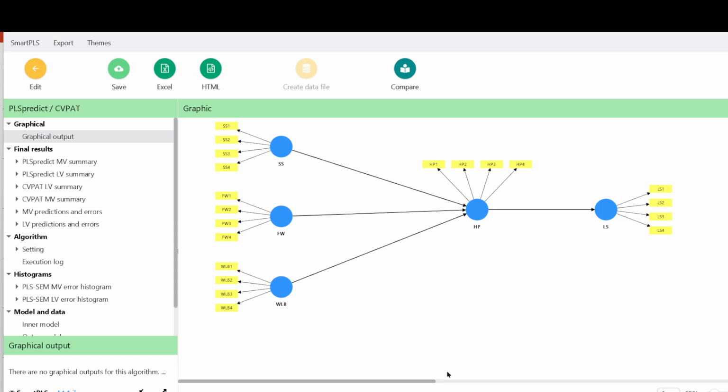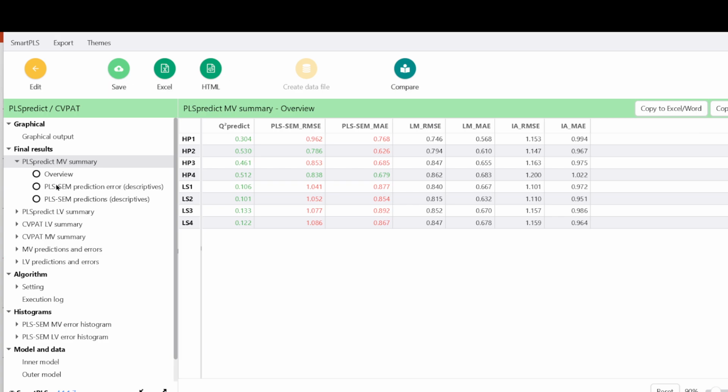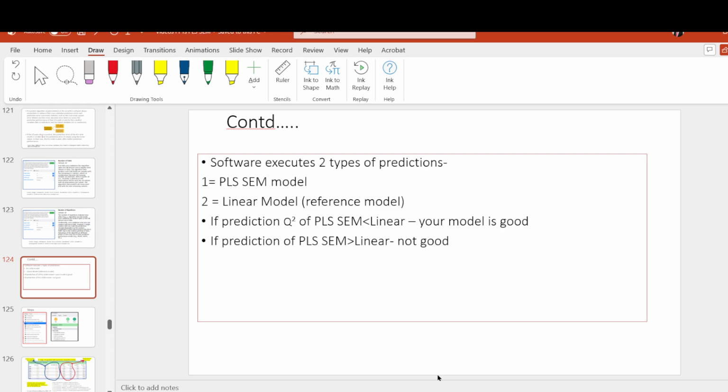And now you have to check the left hand side, and we have to find the PLS predict MV summary and PLS predict LV summary. So we click on PLS predict MV summary. It means manifest variable overview, and we can find this type of table. So how to analyze this one?